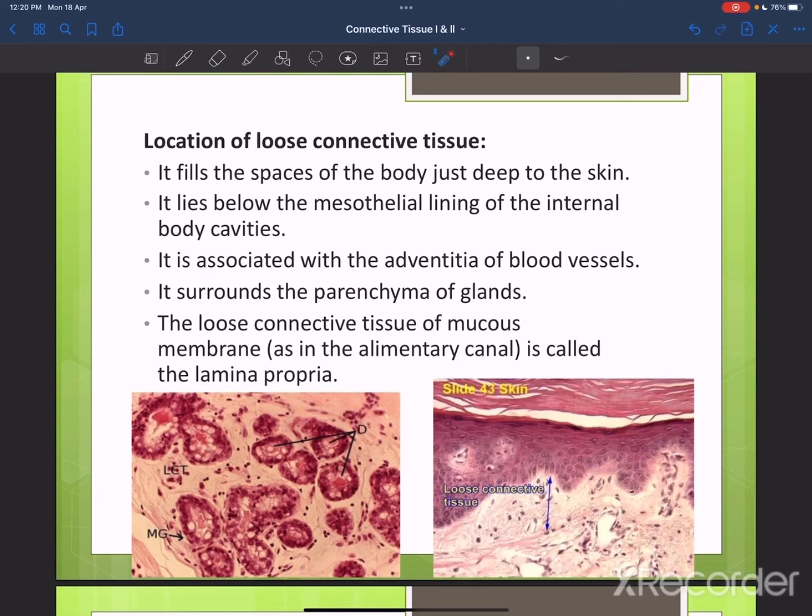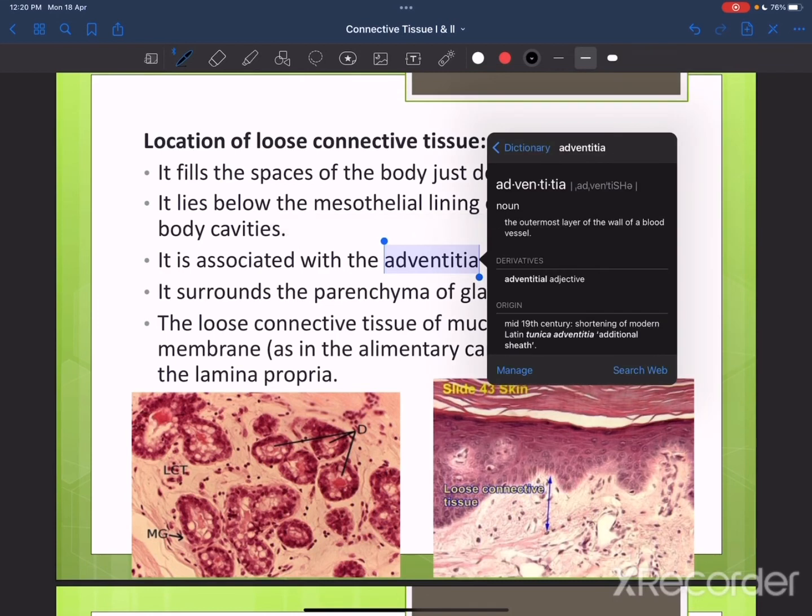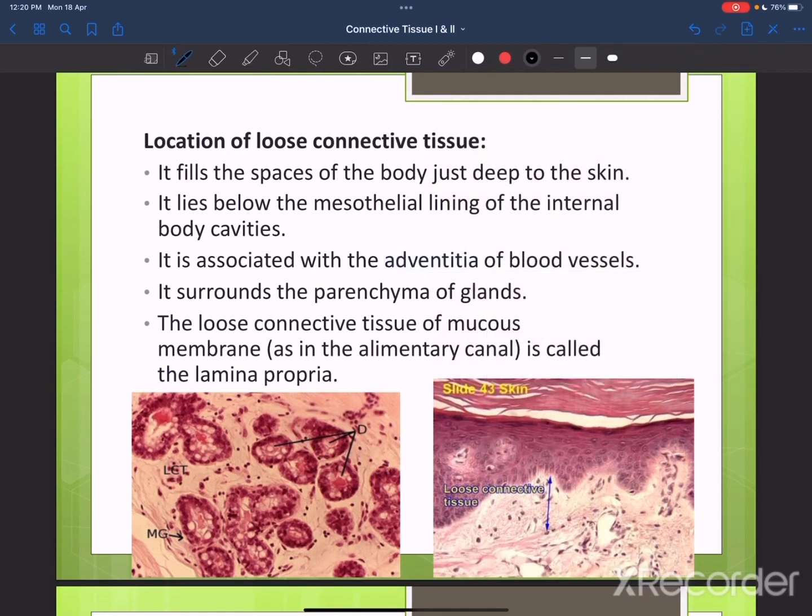Also, it surrounds the parenchyma of the glands. Parenchyma and stroma, just write it down, because they are required for the exam.